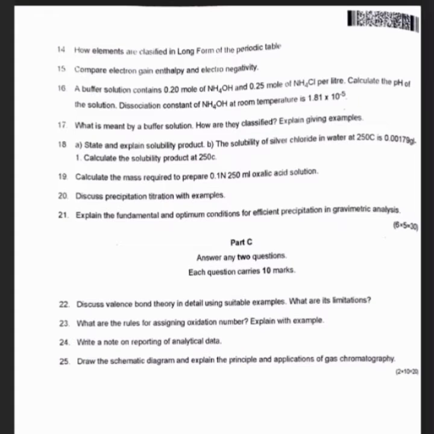17. What is meant by buffer solution? How are they classified? Explain giving example. 18. A. State and explain solubility product. B. The solubility of silver chloride in water at 25°C is 0.00179. Calculate the solubility product at 25°C.